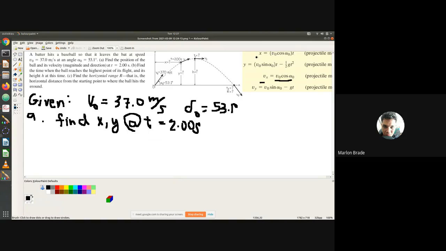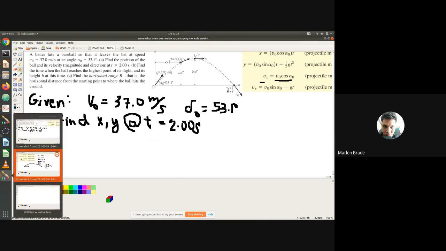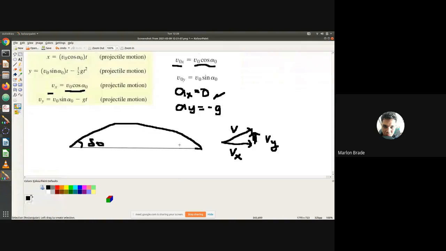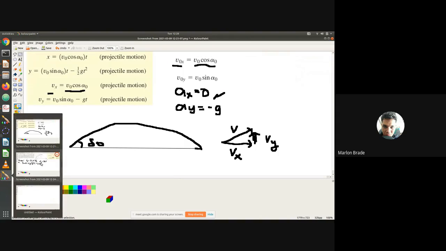Okay, let's solve it. We have this equation. First, let's solve for the initial velocity along y and along x. We have this equation also. Let's copy this one and paste it right here.